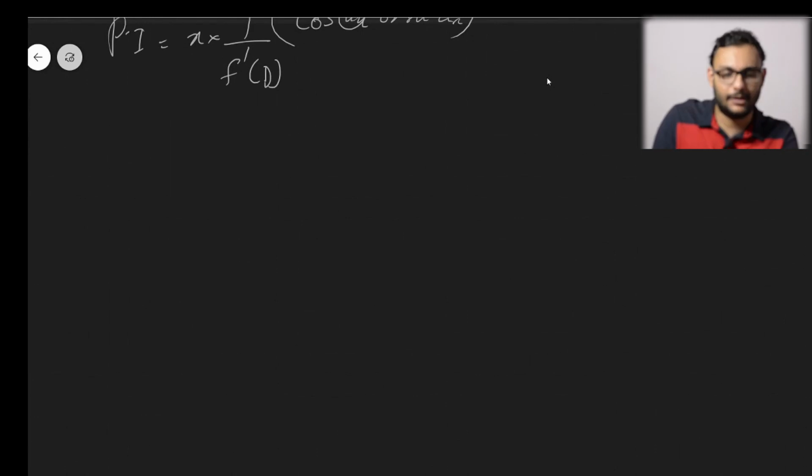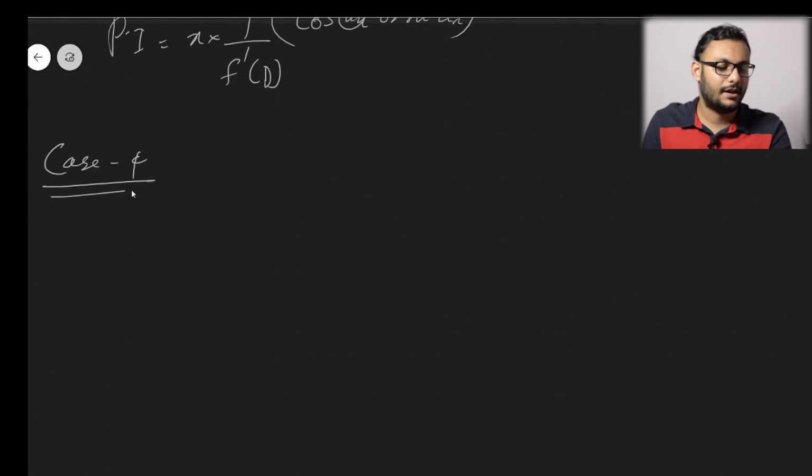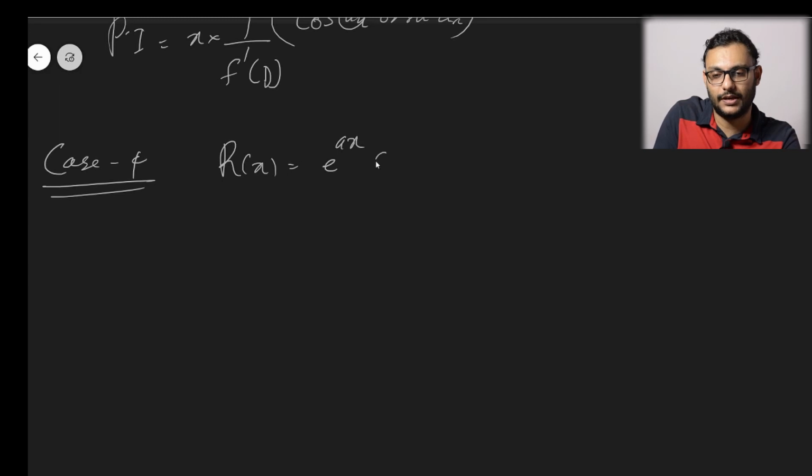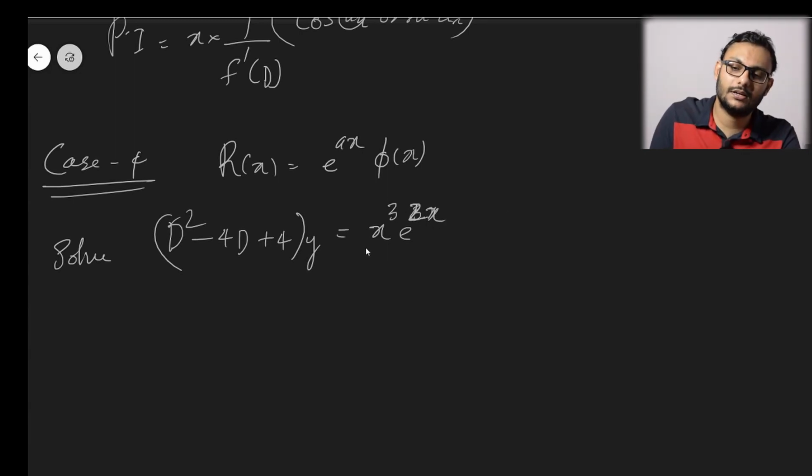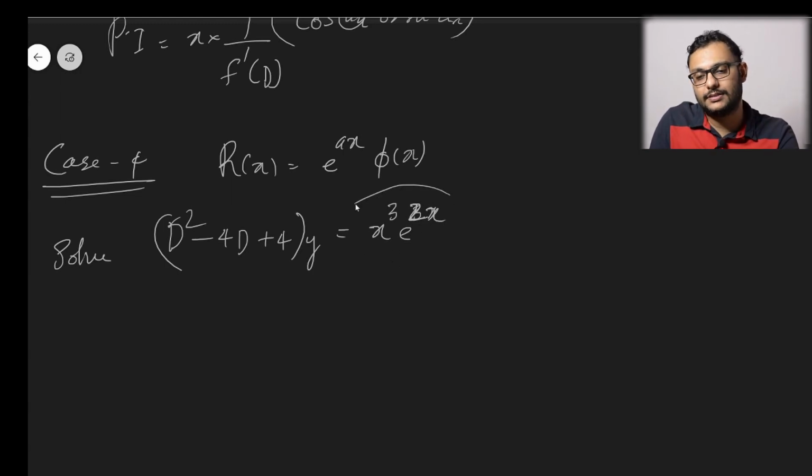Now for the final type of equation, that is case 4, we are having some shifting function or some combination of functions, that is r of x is equal to e raised to ax into phi x. This phi can either be a polynomial or a trigonometric function or whatever function of x it may be. For example, solve the differential equation expressed in differential operator form, that is d square minus 4d plus 4 operating on y equal to x cube e raised to 2x. Clearly we can see that in the right hand side there is a product of two functions, a polynomial and an exponential term.